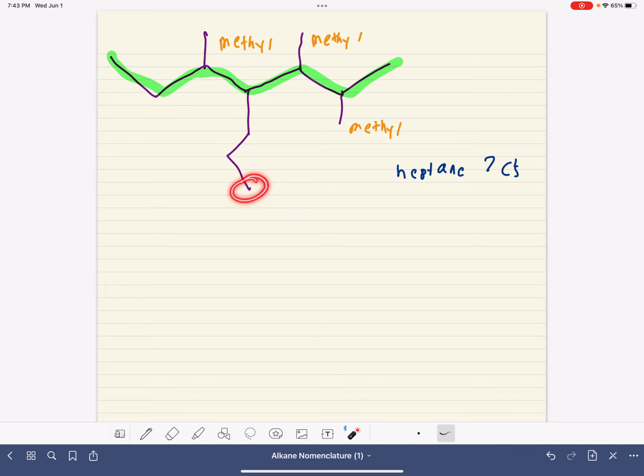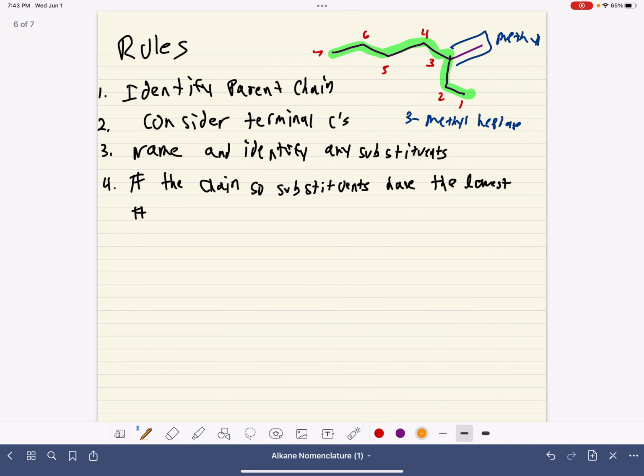And then we have this thing coming over here, and we can see that this has 1 carbon, 2 carbons, and 3 carbons. Remember that this carbon here is part of the parent chain, so it can't be part of the substituent. So there's only 3 carbons here, and a 3-carbon substituent is called a propyl group.